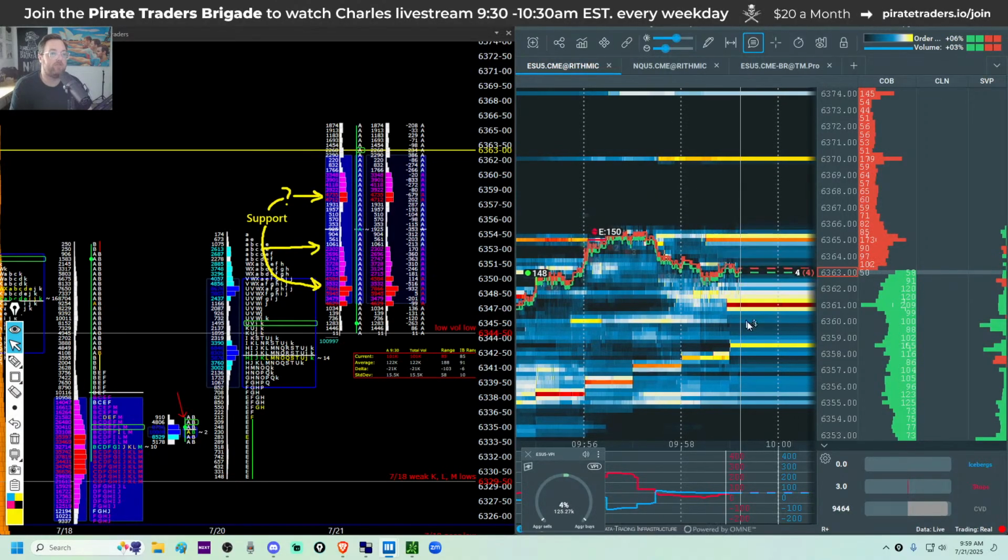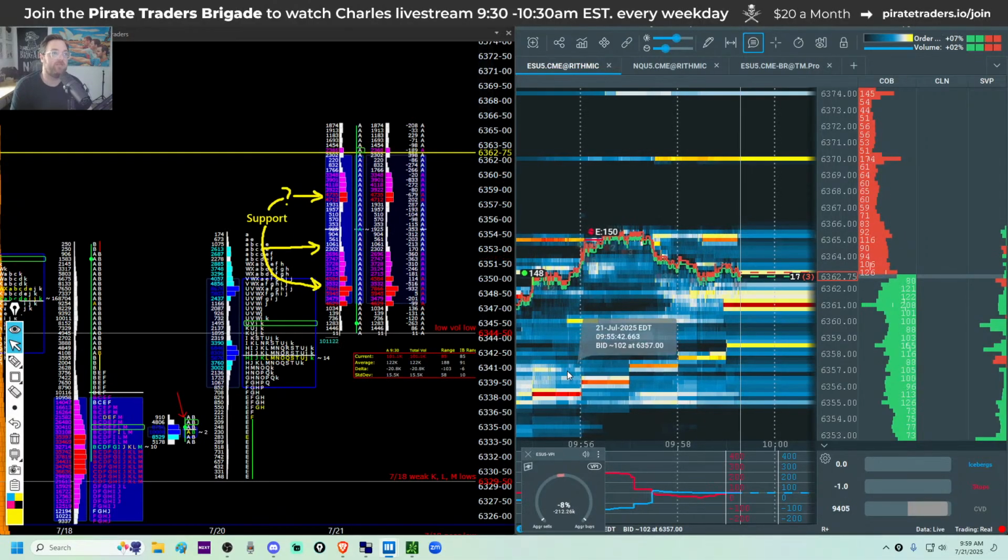If you start to see absorption, that's support. And that you can trust for the next move to the upside.